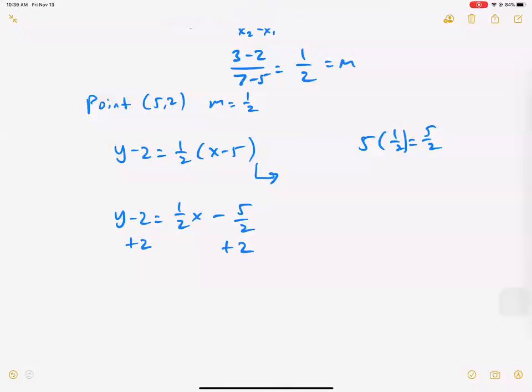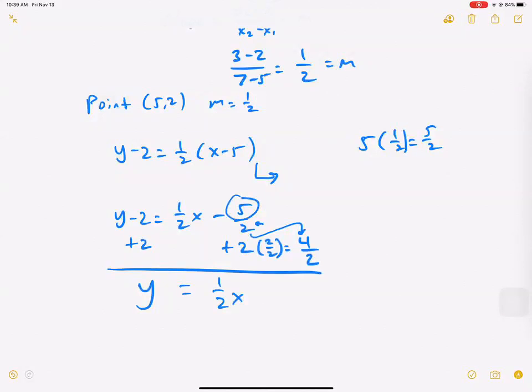You're going to still complain. So my fraction is a 2. I'm going to give myself a 2 over 2. That becomes 4 over 2. Isn't 4 over 2 the same as 2? Hopefully you agree. We're going to combine our 5 over 2 and our 4 over 2. Y is equal to 1/2 x. Negative 5 plus 4 is a negative 1 over 2. And that is our equation in slope-intercept form.